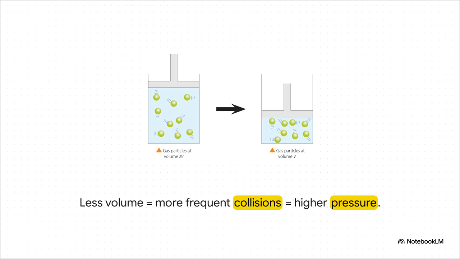And what about volume? What if you take the same number of particles and squish them into a smaller box? Well, now they've got less room to move around, so they're naturally going to slam into the walls much more often. And we just learned more collisions means higher pressure. It's totally intuitive once you picture those little particles bouncing around.